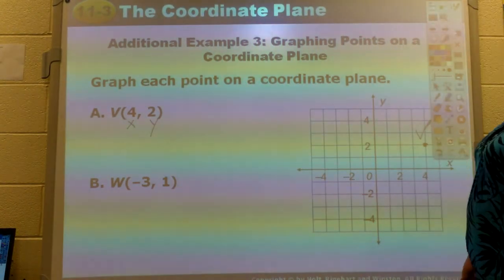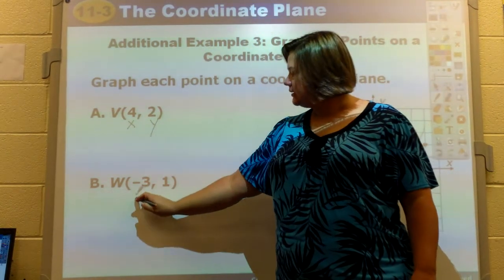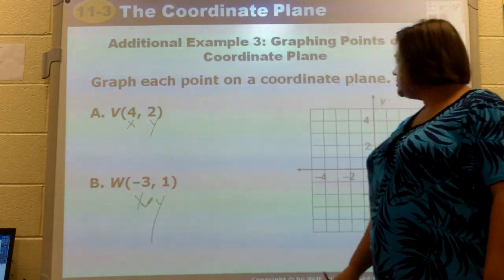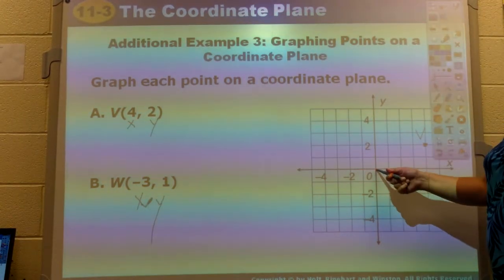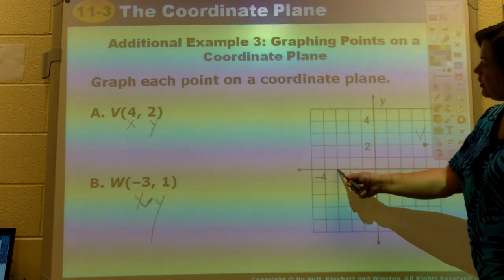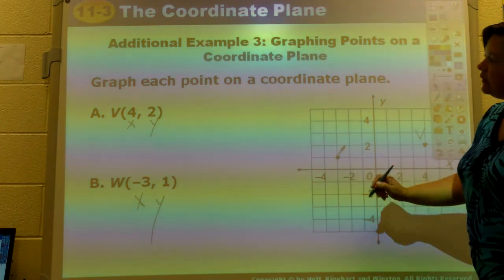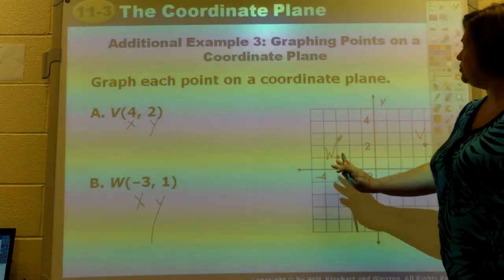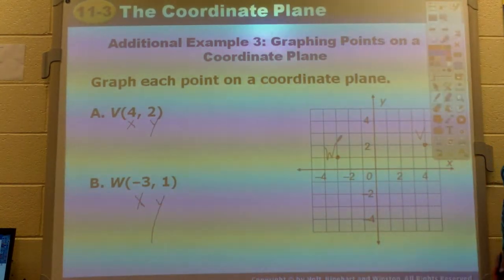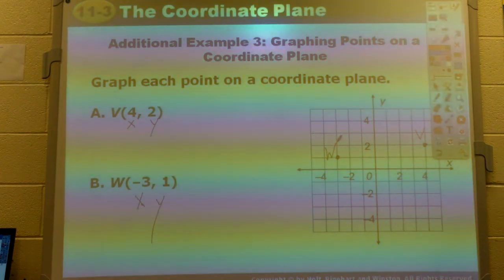Now I have W is negative 3, that's my X, and 1 is my Y. So I'm going to go to 0, go over negative 3, and then go up 1 to positive 1. I put a dot there, or a point, and I label it W, so point W, because I have a W there with the coordinates. That's all you have to do to graph a point on the coordinate grid.